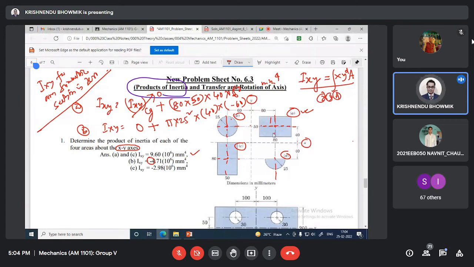Now you understood, if I consider this is the x axis and this is the y axis, I get some product of inertia. If I consider a different x axis and y axis, prime, double prime, then the product of inertia will be different because area is same, distances are different. Instead of x, y, if I use some other coordinate axis, then this product of inertia will be different. The moment of inertia also will be different. That's why we are using parallel axis theorem.